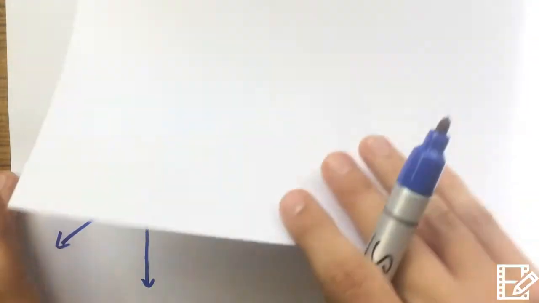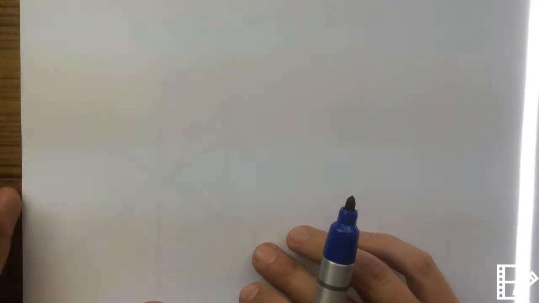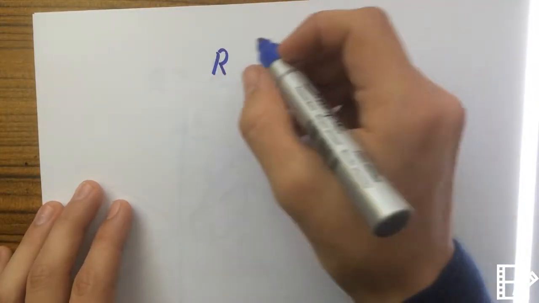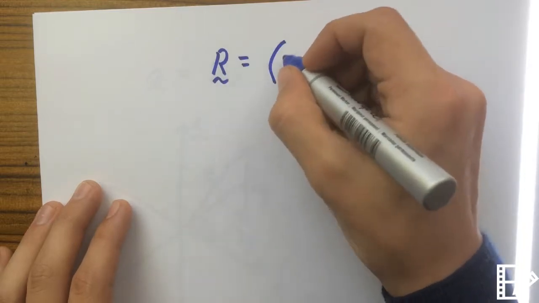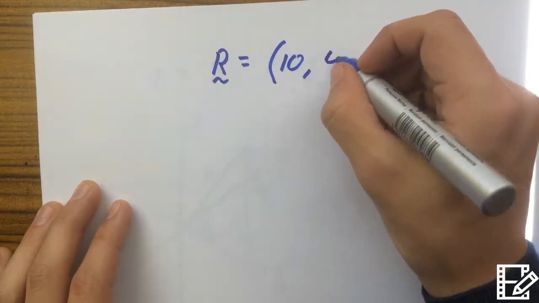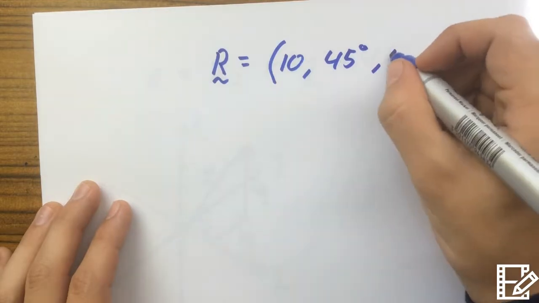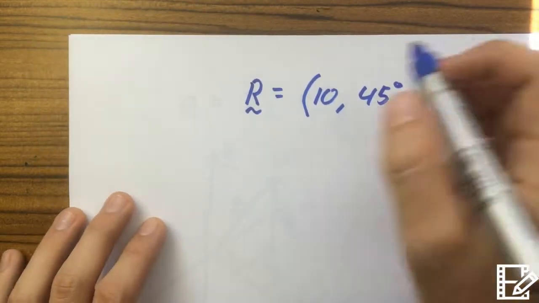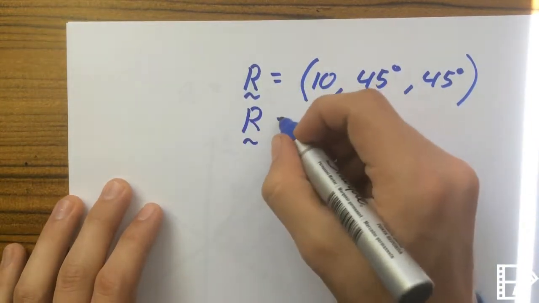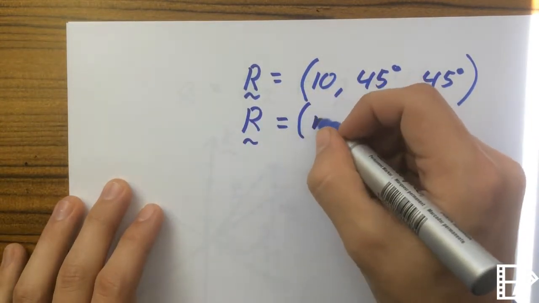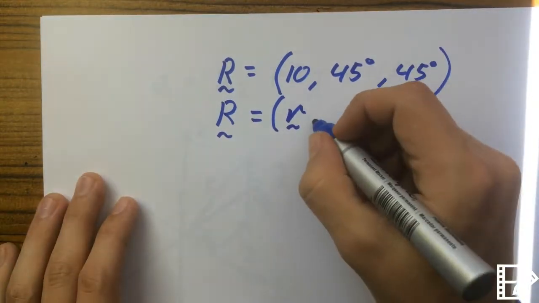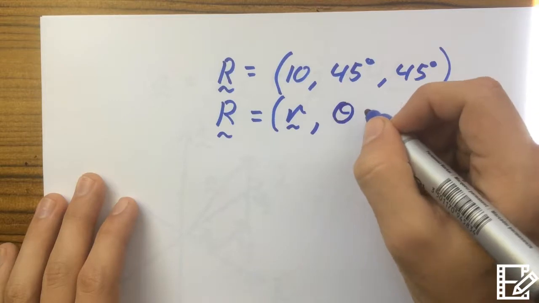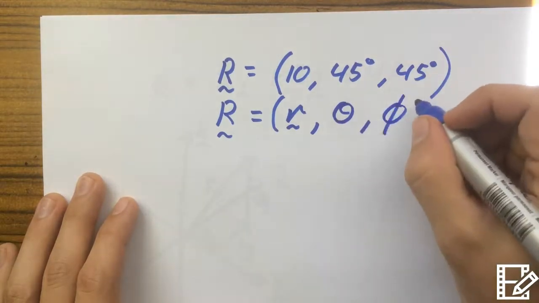Another way you may have seen it done is, let's say R equals bracket 10, comma 45 degrees, comma 45 degrees, which is showing the magnitude. It's showing theta, and it's got the azimuth.